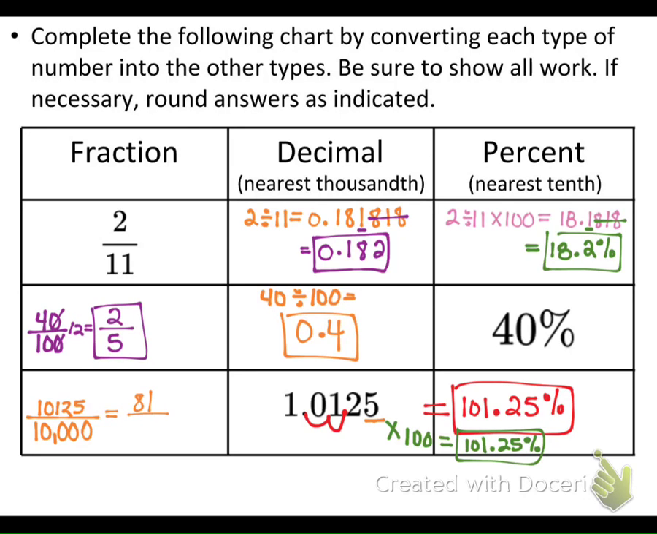Good. Remember, I want answers as an improper fraction. Khan Academy wants it as a mixed number. All right. And that's it.